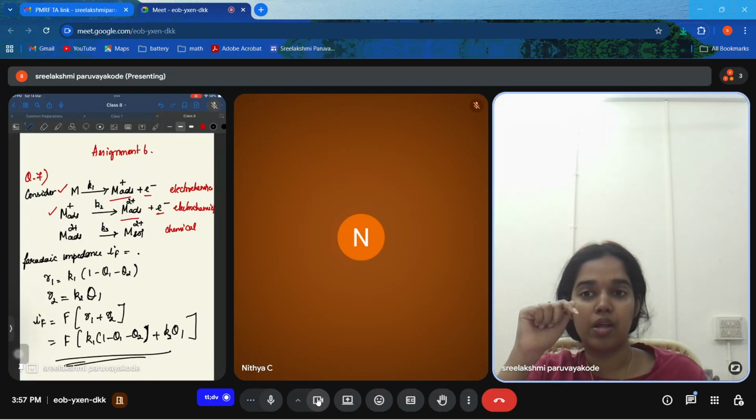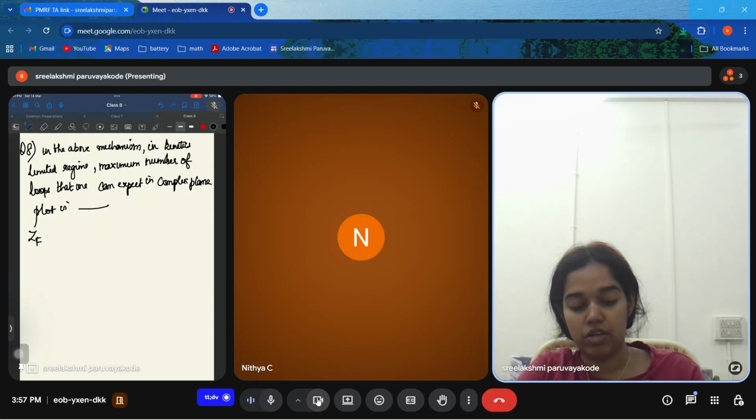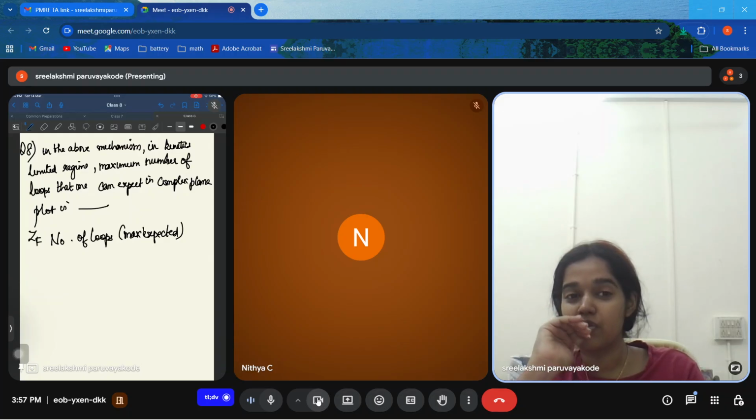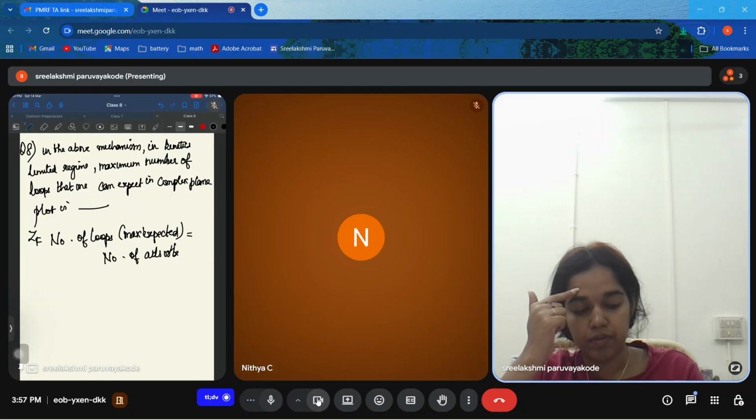So for a Faradaic reaction, the maximum number of loops expected can be lesser than that if the tau values are equal or nearby. If the RC values are equal or nearby, you can see the loops merge, which we have seen previously. The maximum we can expect is equal to the number of adsorbed intermediates.